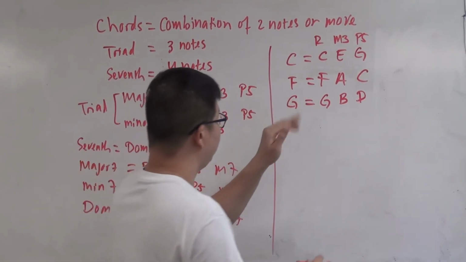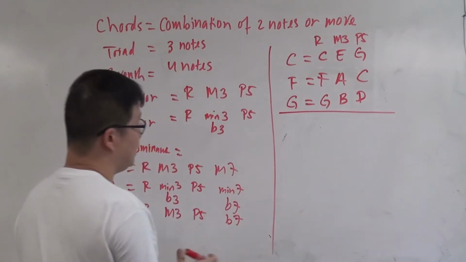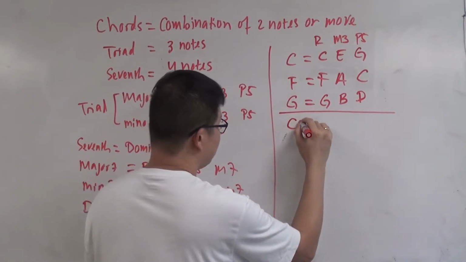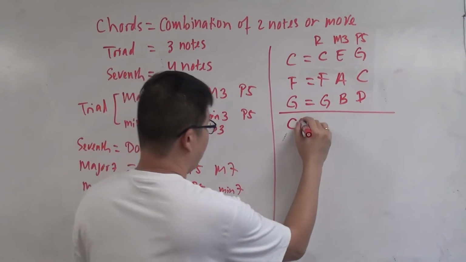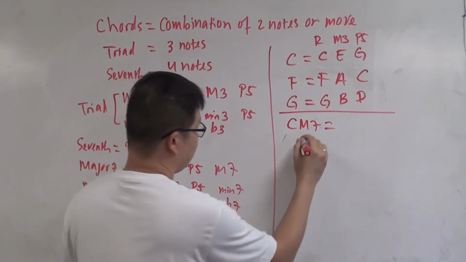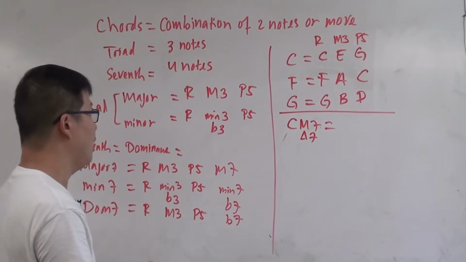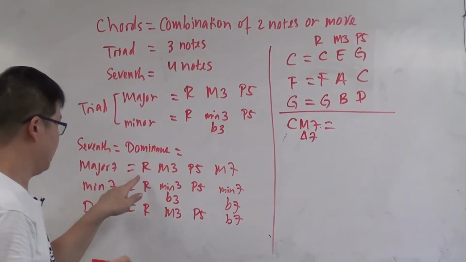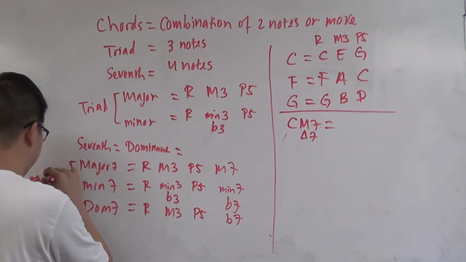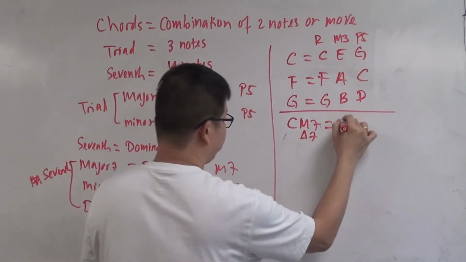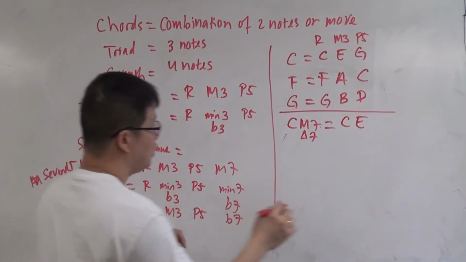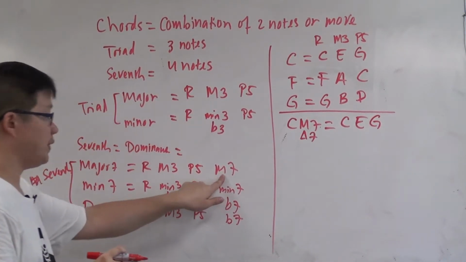Now over here, we have the C major triad, the F major triad, and the G major triad. If we want to make this major triad become major 7, I'm going to put here, usually for the major 7, the symbol will be capital M. Some people also put a triangle. The meaning is the same. Now let's go back to here. For C major 7, the rule says root, which is C, major third is E, perfect fifth is G, and major 7 of C is B.